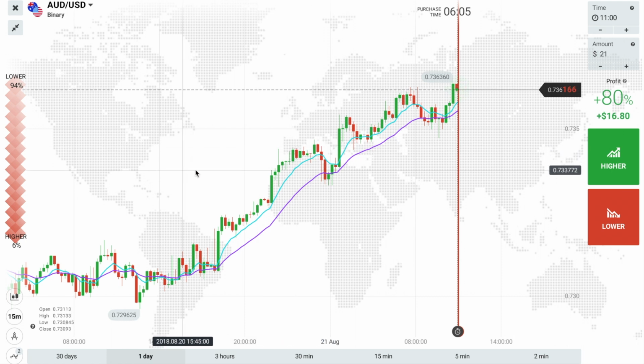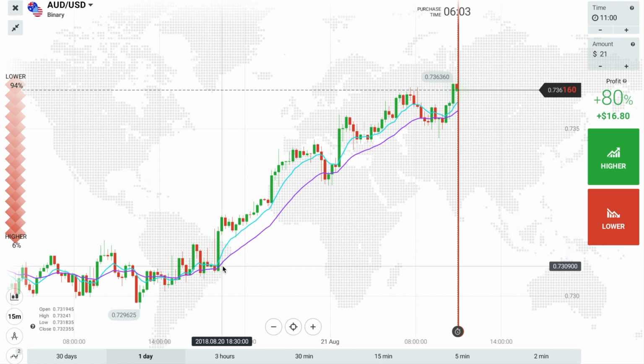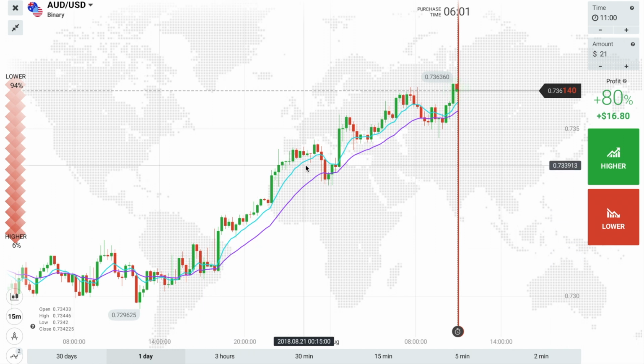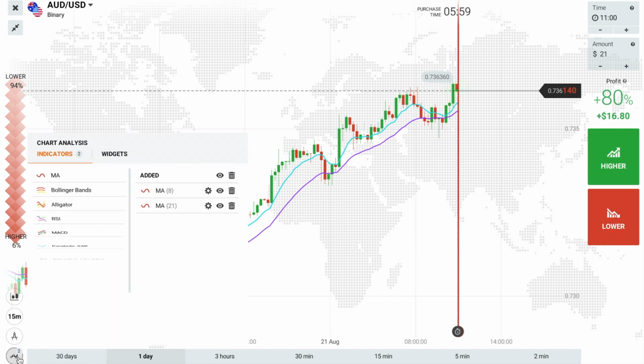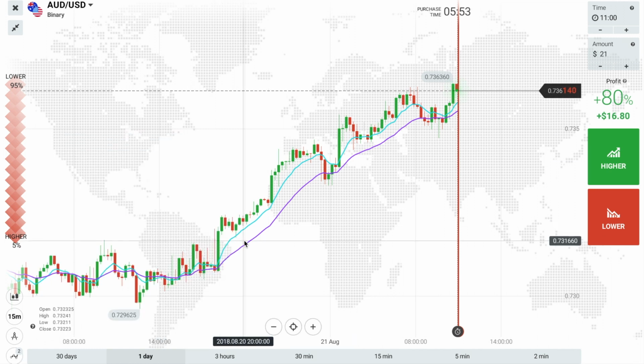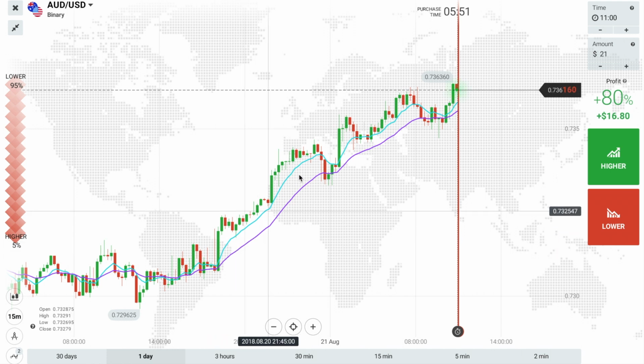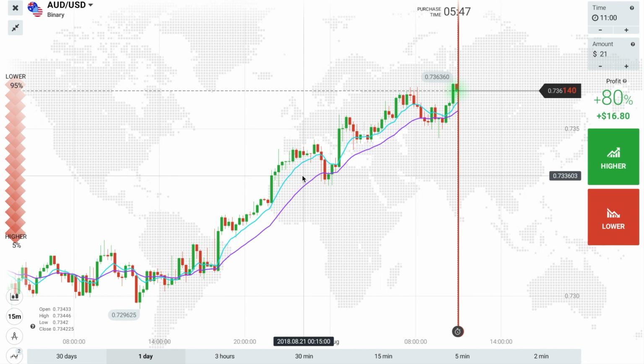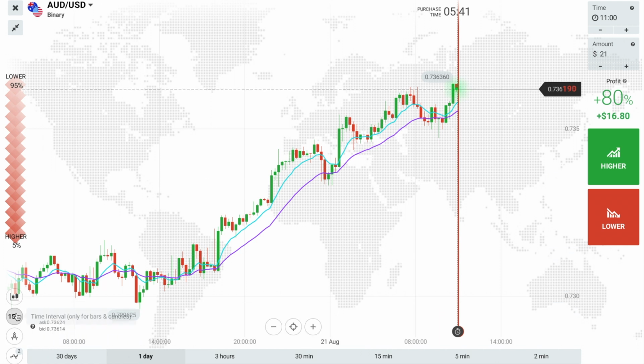So what we're going to be looking for is clear and obvious momentum in one particular direction. Oh, and just to let you know, the moving averages that we have are an 8 and a 21 EMA when you set that up. So what we're looking for is clear and obvious momentum in a particular direction. In this case, we've got the momentum to the upside. We're then looking for price to pull back into the moving averages on the 15-minute time frame.